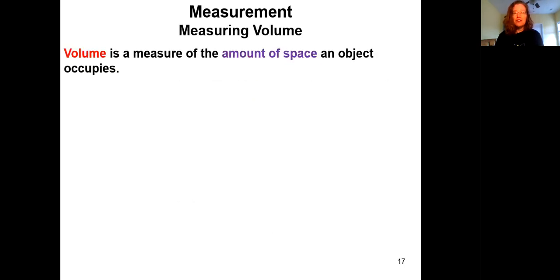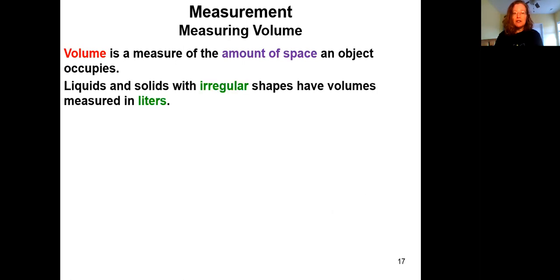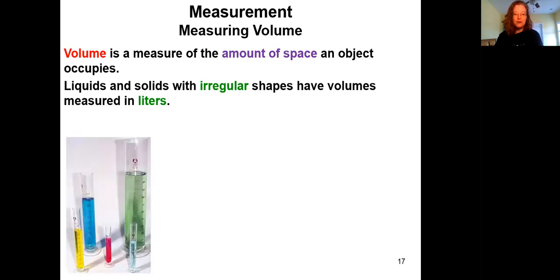Volume, that's the measure of the amount of space an object occupies. Liquids and solids with irregular shapes have volumes measured in liters. So we'll do some examples in lab. We're going to measure the volumes several times for different liquids, and I'll teach you how to measure the volume of a solid that has an irregular shape, something I couldn't use a ruler to measure.